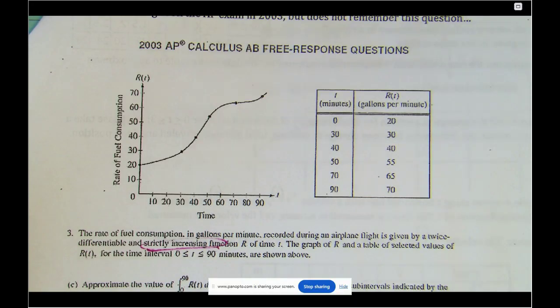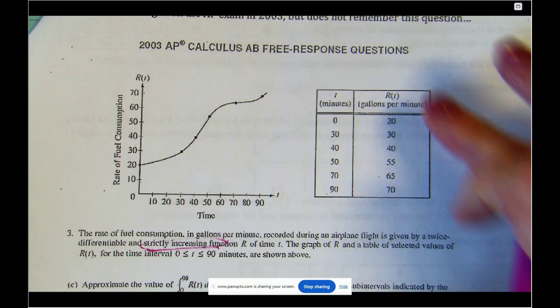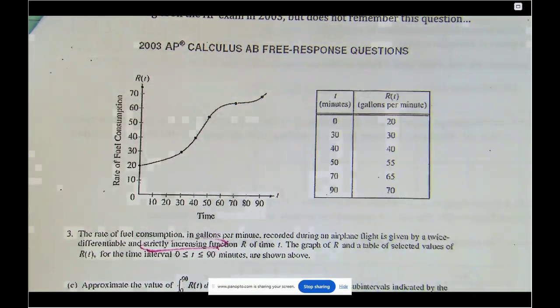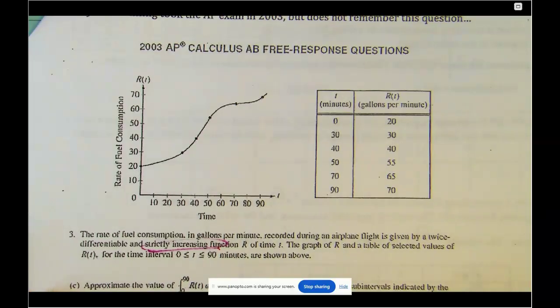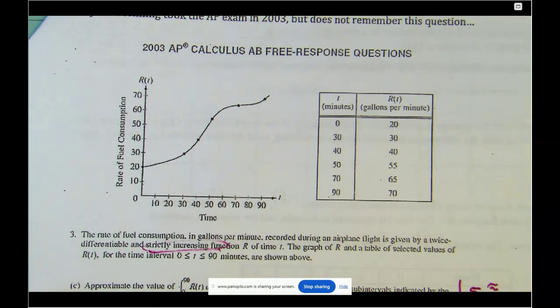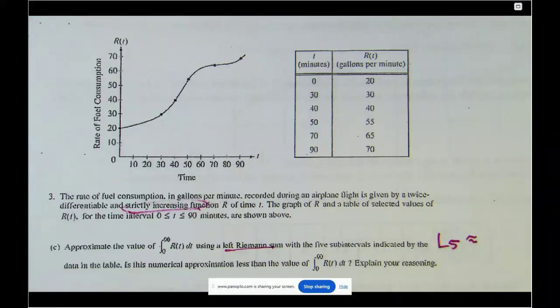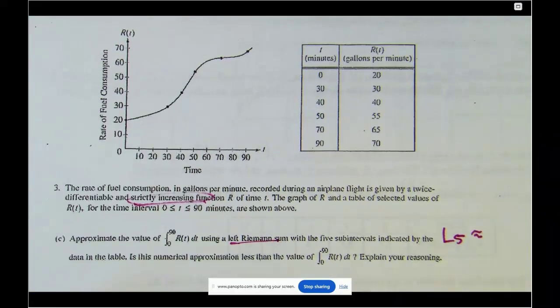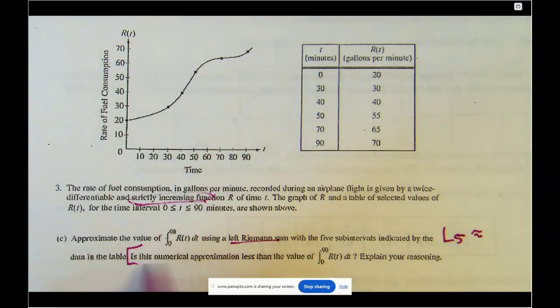Why would they give us the graph? I don't know. If you want to use the graph, you can. Just make sure you realize that you have the actual values there. Okay, so I want you to find that. Do the left Riemann sum, which is going to be L sub 5. By the way, it's totally fine to use that as your label when you're saying L sub 5 is this. And then I also want you to answer that last question.